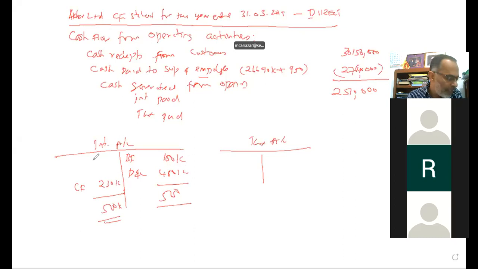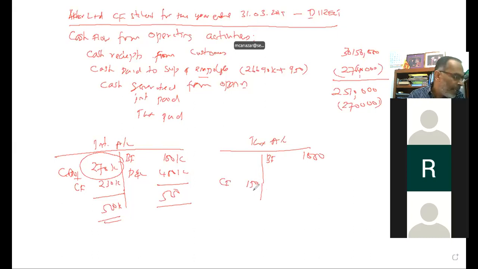The balance will be 270,000 to be recorded in the cash. Cash account is credit, interest account is debit. Therefore I am writing here 270,000 within brackets. And also the tax brought forward balance, I have in the tax account 1,000. Carried forward also you have 150,000.